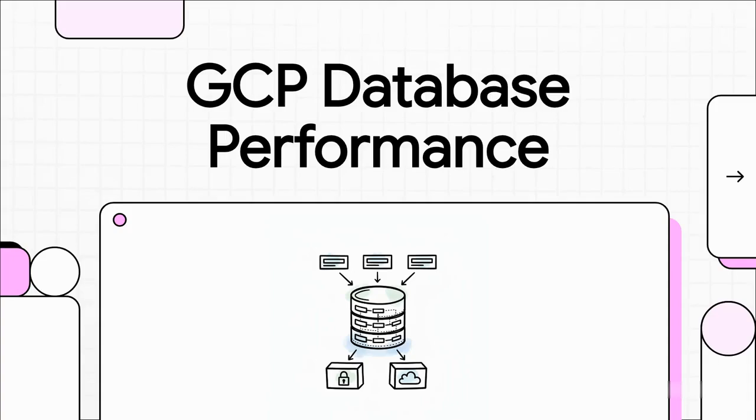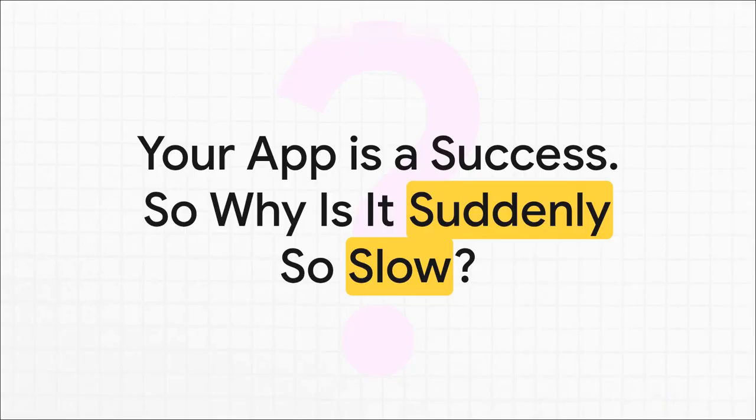All right, let's talk about a situation that, if you're an architect or a developer, you know all too well. You've launched your app, it's a hit, people are loving it, and then the messages start rolling in. The success you were hoping for is here, but it's brought a friend you didn't invite. Your app is suddenly painfully slow. It's the classic question, right? The one that keeps us up at night.